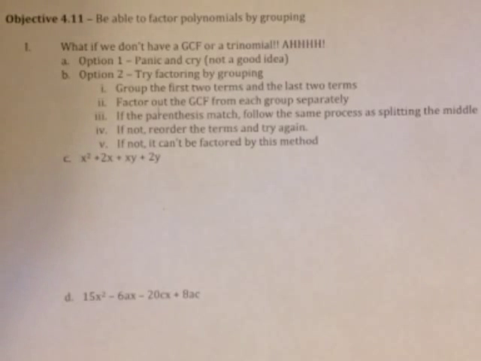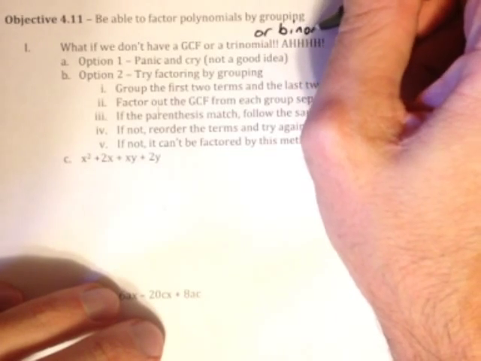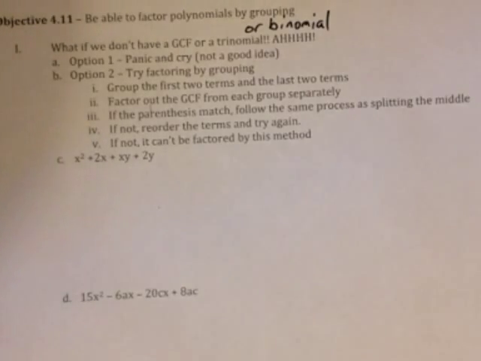Okay guys, today we're looking at factoring polynomials by grouping. So this is what we do if we don't have a greatest common factor, because again you should always be looking for that first, or a trinomial, and I should add one more thing, or a binomial, because we could potentially factor that by sum and difference of cubes.